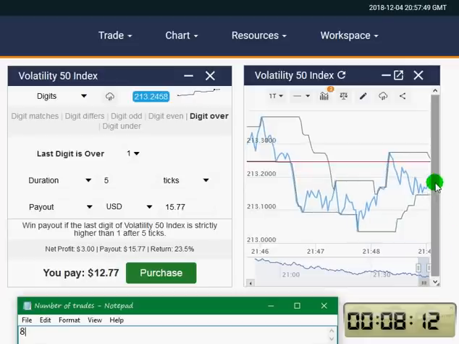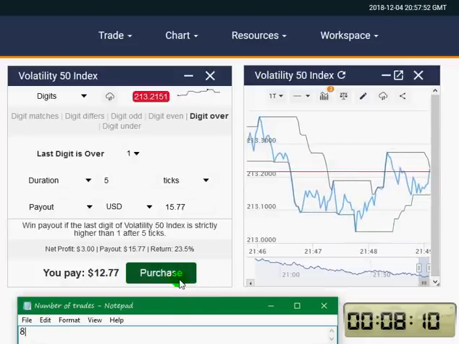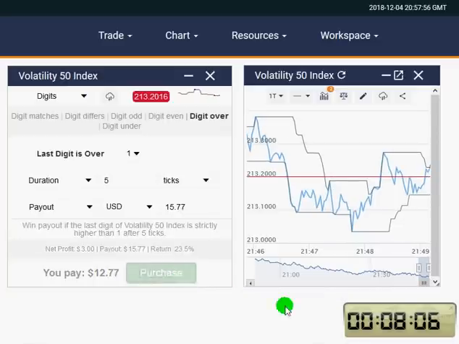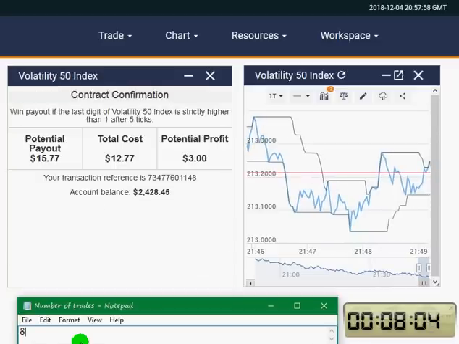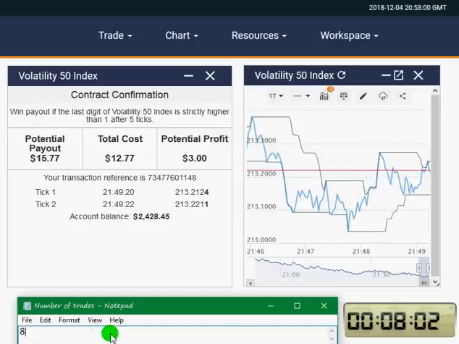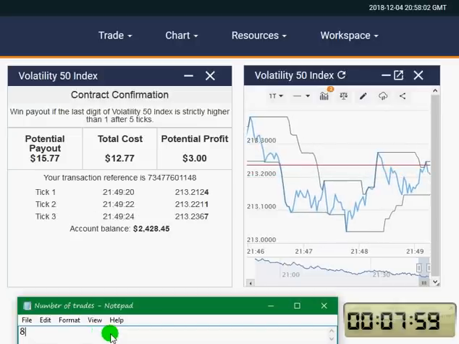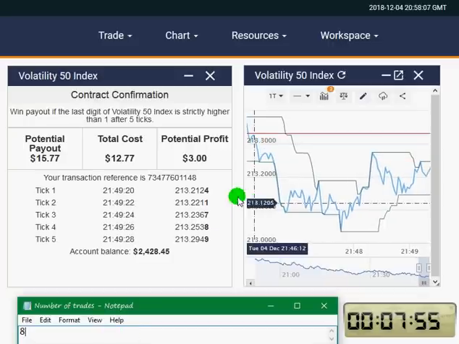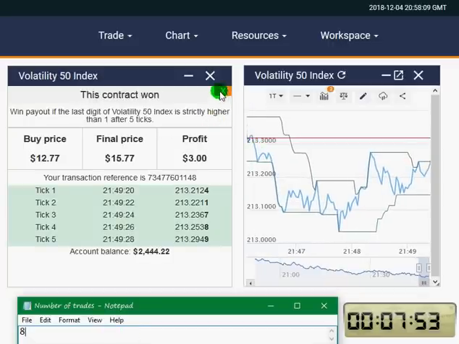You can see it's moving close, moving close, almost overlap. So we click on purchase. That's the 8th trade. So we won the 8th trade. We have 2 more to go.